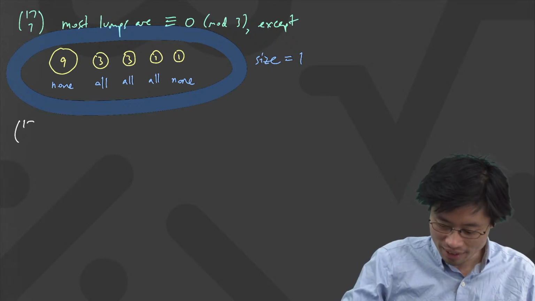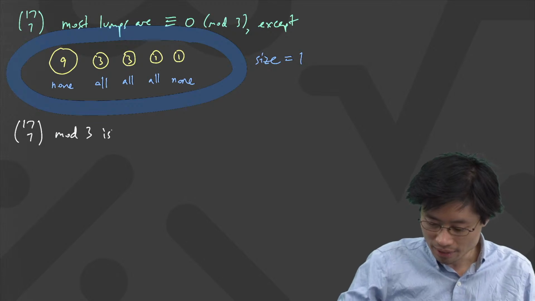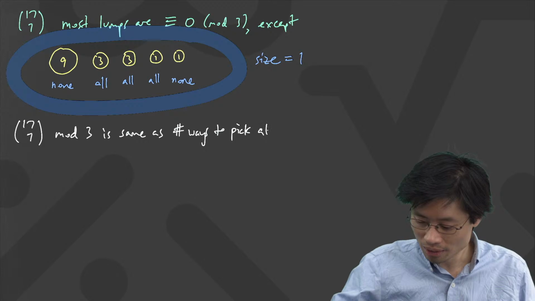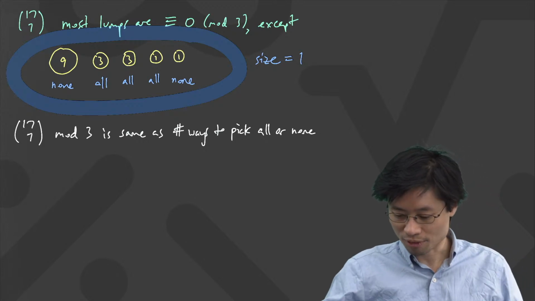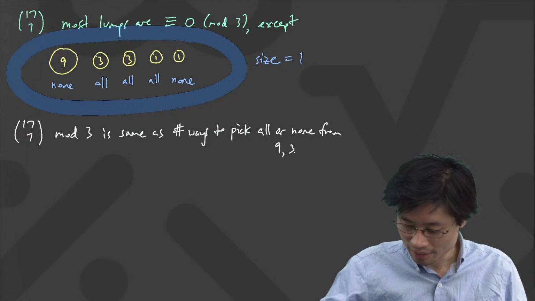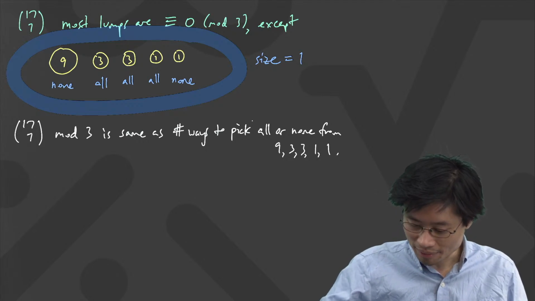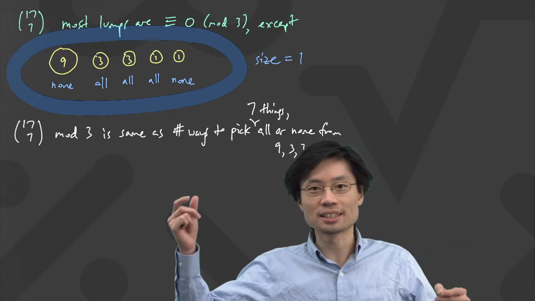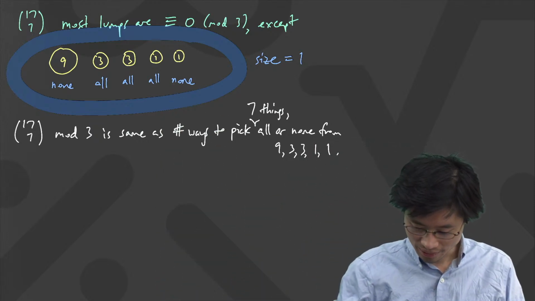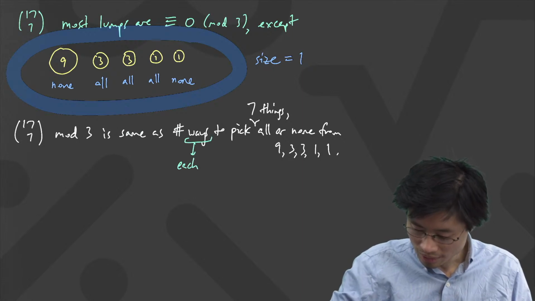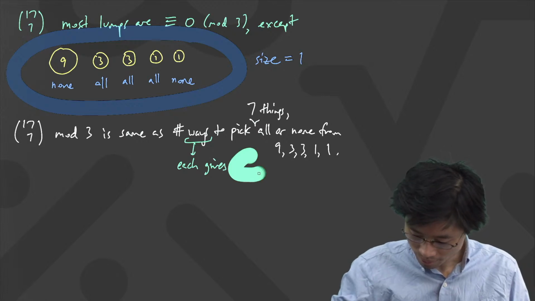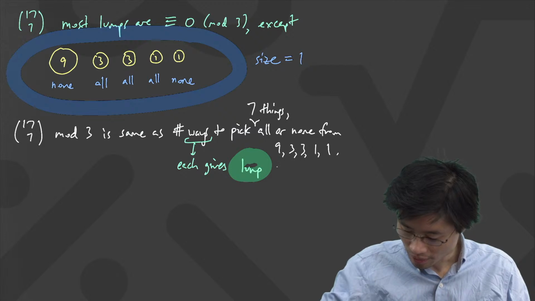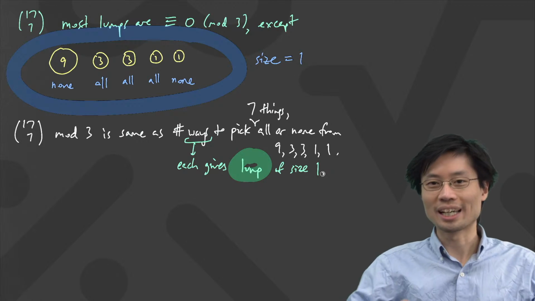So what we're finding out is that 17 choose 7 mod 3 is the same as the number of ways to pick all or none from 9, 3, 3, 1, and 1. Pick 7 things, all or none, from 9, 3, 3, 1, 1. Because each of those ways gives me one thing. It's a lump of size 1. So each of those ways gives a lump of size 1.